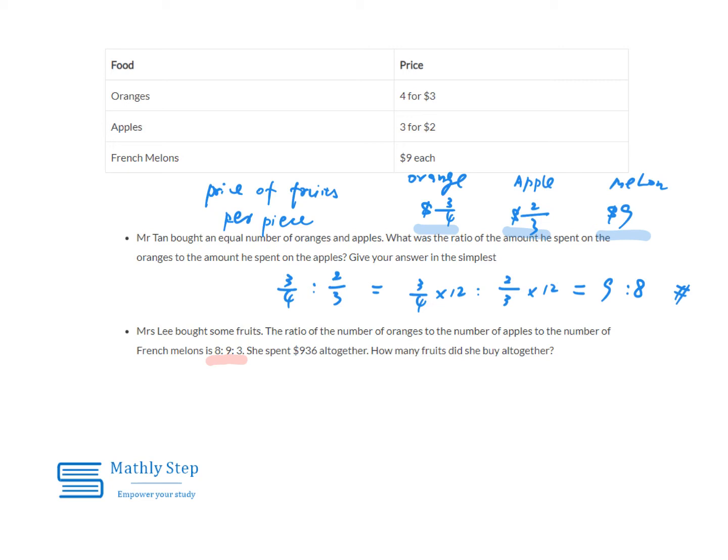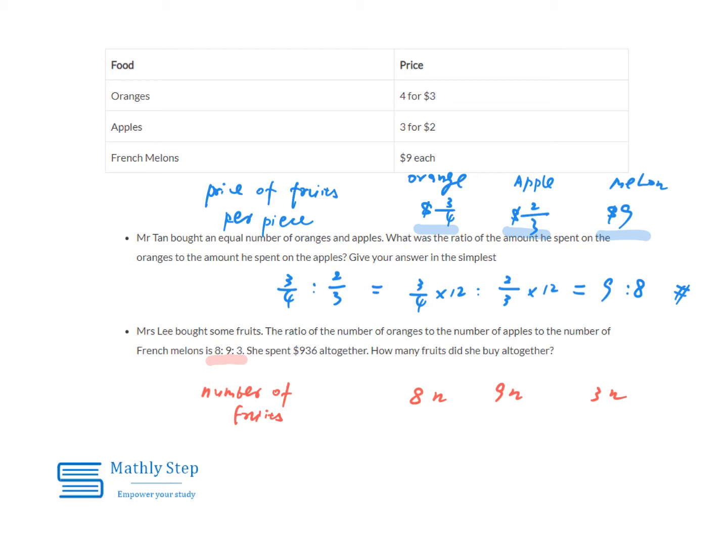So let's do this. We're going to assume that the number of fruits is going to be, for orange, since it's 8 times something, let's call it 8n. And the number of apples should be just 9n. And the number of melons should be just 3n.